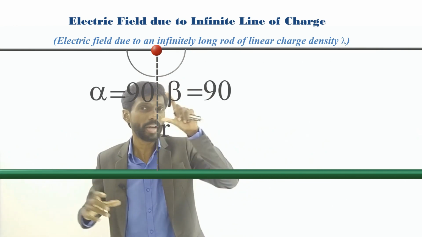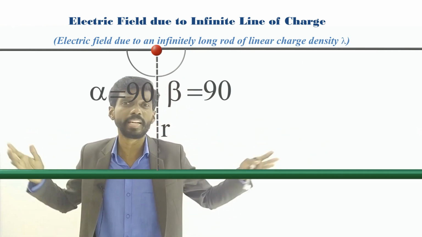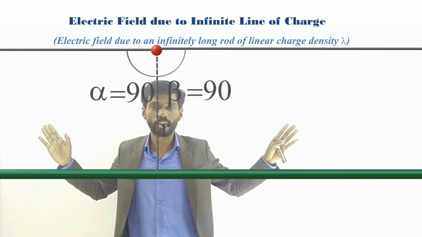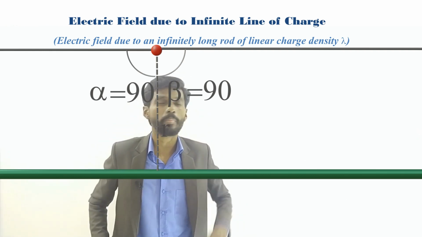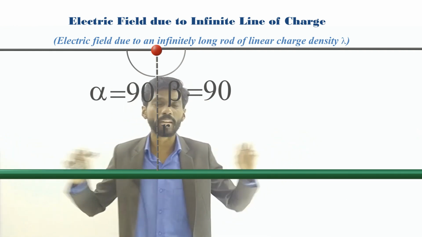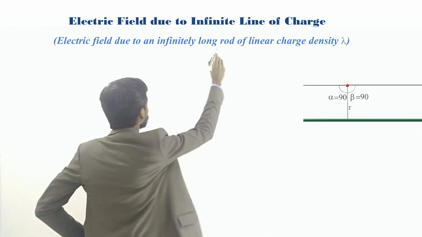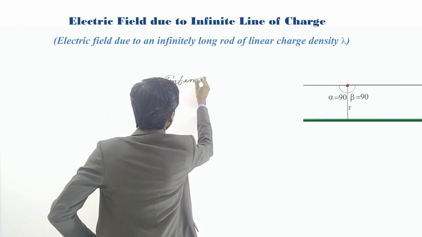That is the meaning. Compared to the distance, the length of the rod is very big. That's what we call infinitely long. There is nothing as such that is infinitely long; it is a long rod compared to the distance. So alpha becomes 90 degrees, beta becomes 90 degrees, and the length of the rod becomes very big compared to the distance. So what is the electric field in that case? The electric field due to an infinite rod.